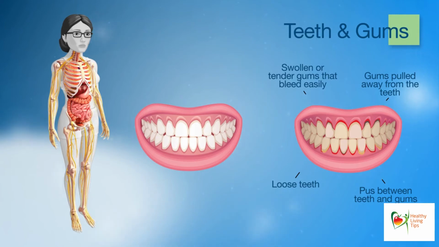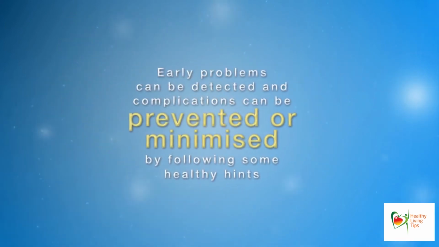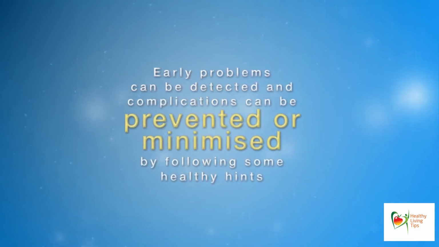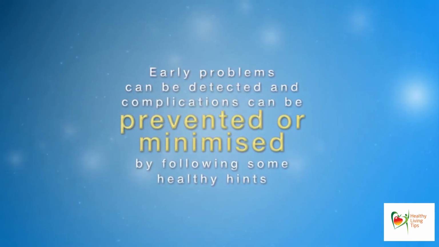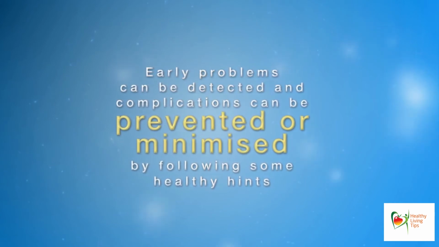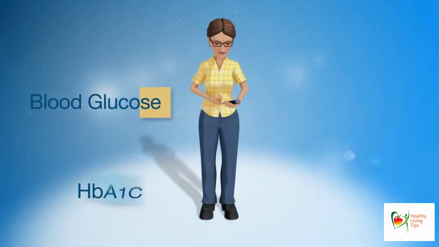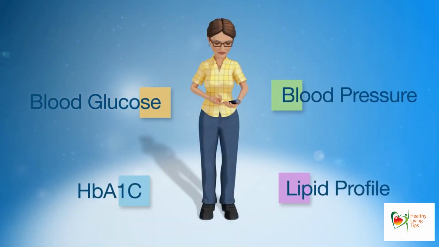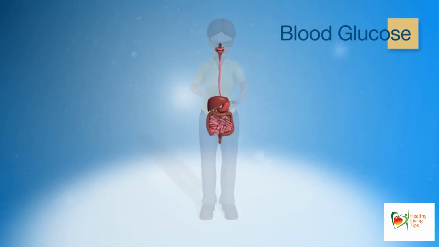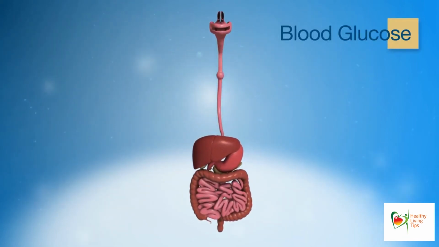Although we have highlighted the various complications that can arise from having diabetes, the good news is that early problems can be detected and complications can be prevented or minimized by following some healthy hints. The following checks will help you to reduce your risk of developing diabetes-related complications and to detect the start of any problems.